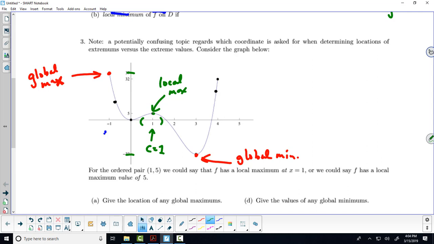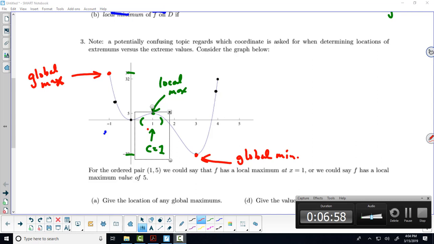On this open interval, we see that f of c is the greatest y value around.